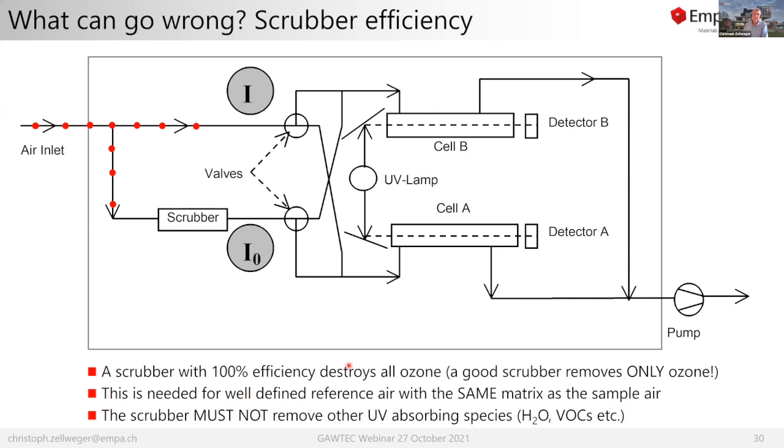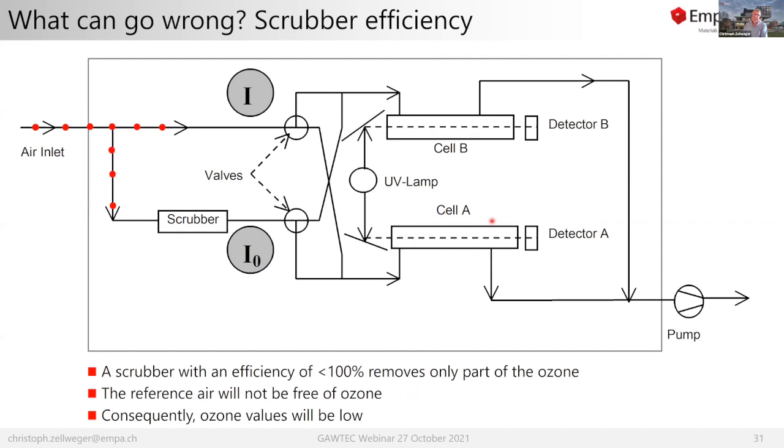Also, scrubber efficiency can be an issue, because in a normal case, a scrubber removes 100% of the ozone, and a good scrubber removes only ozone. And all other potential interference, like for example VOCs, also water vapor can be a problem, will pass through the scrubber. So this is fine, but it is also possible that sometimes a scrubber degrades, and then it's only partly efficient, and you will have the same effect as with leaking solenoid valves. You will have lower ozone readings, and also here this is very difficult to detect.